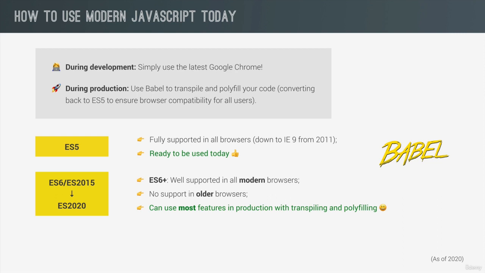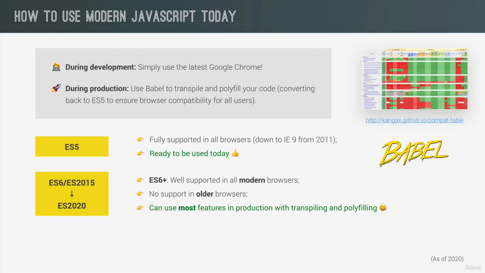Again, because it's not safe to assume that all our users are using these modern browsers, and we don't want to break our app for them, right? And by the way, if you want to stay up to date with what features are currently supported in which browser, you can check out the ES6 compatibility table. It's really interesting. The link is actually on my resources page on jonas.io.